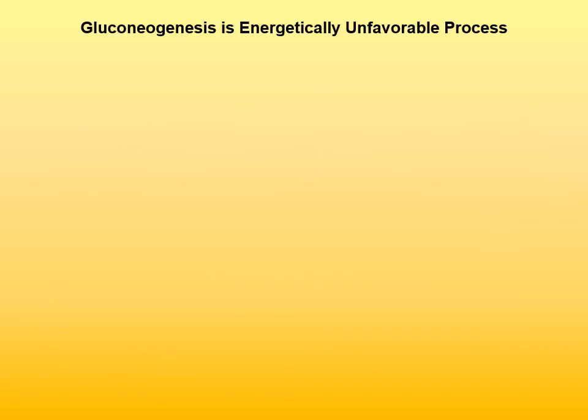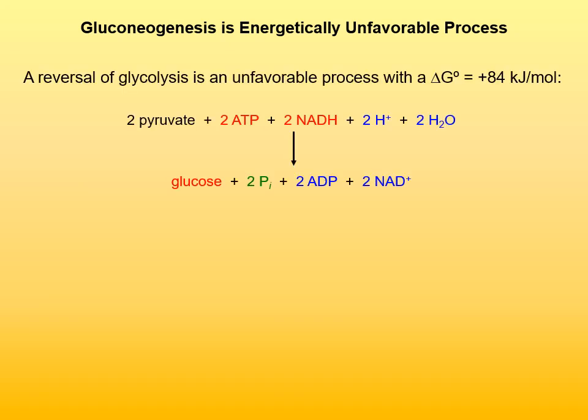Overall, gluconeogenesis is an energetically unfavorable process. It actually requires energy, and delta G for it is plus 84 kilojoules per mole, which means that it requires quite a bit of energy. And as you have seen, 2 molecules of pyruvate require also 2 molecules of ATP, 2 molecules of NADH, 2 protons, and 2 molecules of water to be converted into a molecule of glucose. Also, 2 molecules of inorganic phosphate are released, 2 molecules of ADP, and 2 molecules of NAD.